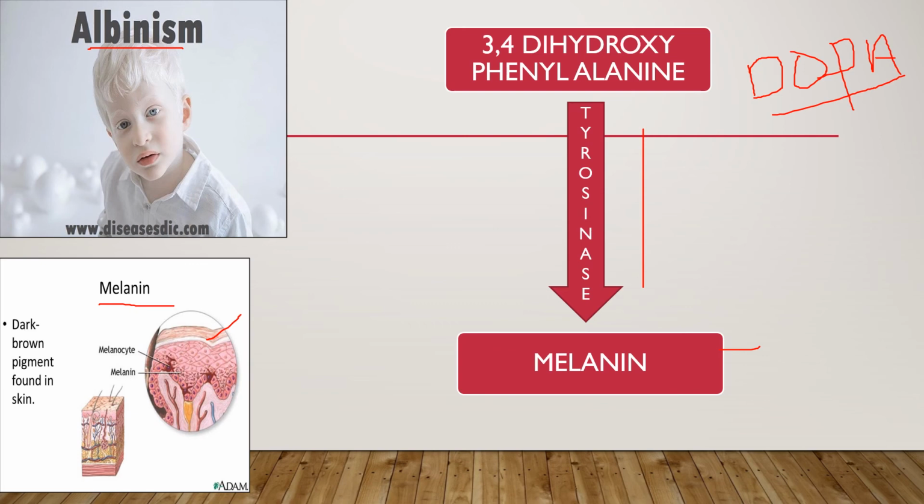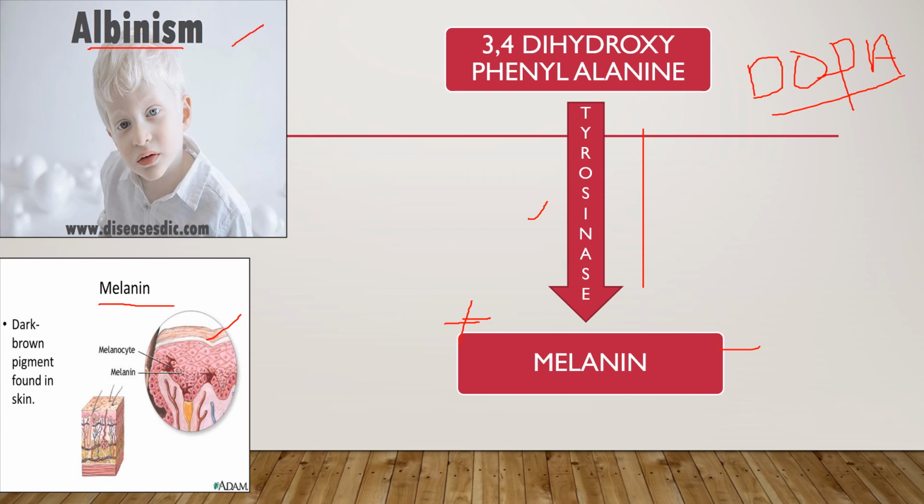And if this enzyme is absent, then melanin cannot be produced. So a person having recessive alleles does not have the tyrosinase enzyme system. Tyrosinase enzyme cannot be produced if the person has recessive alleles. As a result, melanin cannot be produced, melanin production will not be there, and the person will suffer from albinism.